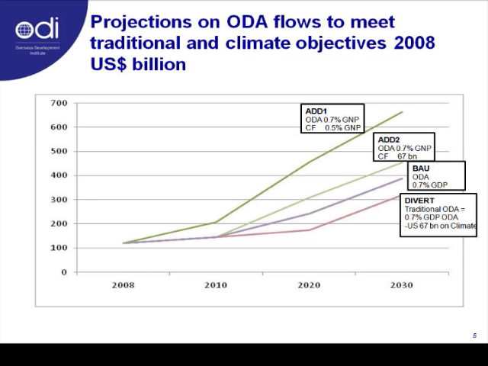What is interesting in this graph is the magnitude of the difference between the diversion scenarios and the Aid 1 scenarios. As you can see, by 2030, there is a gap between the Aid 1 scenarios and the diversion scenarios of around 400 billion per year.